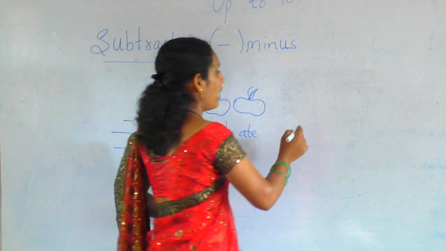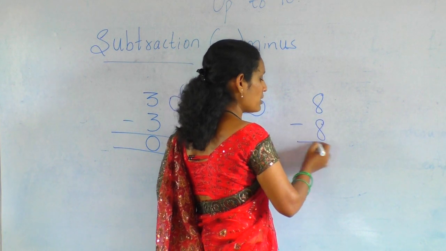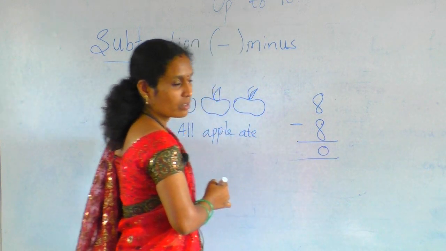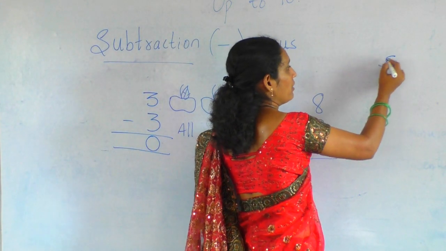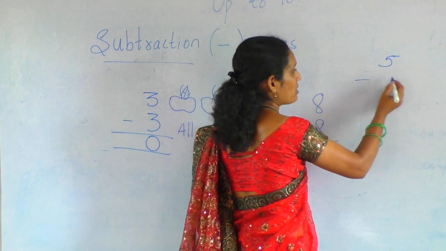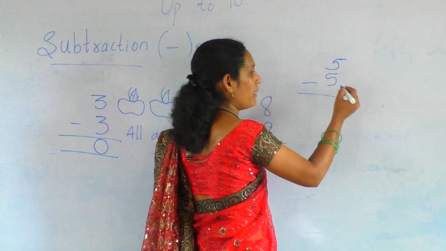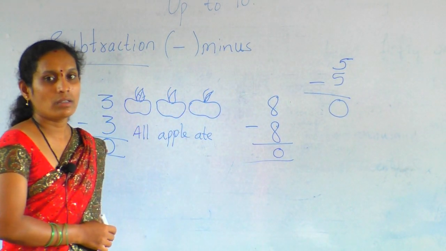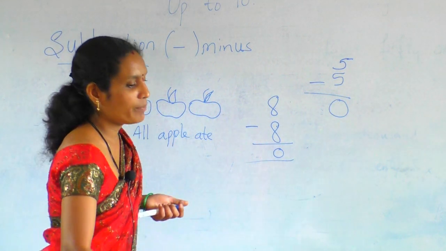This is a number subtracting by itself. If you take 8 and subtract 8 from it, 8 minus 8 is 0. Next, see here, 5 minus 5. When the given number is subtracted by the same number, we get the answer 0. Understood? Yes, you should do it like this only.